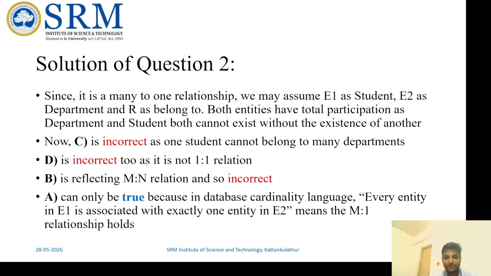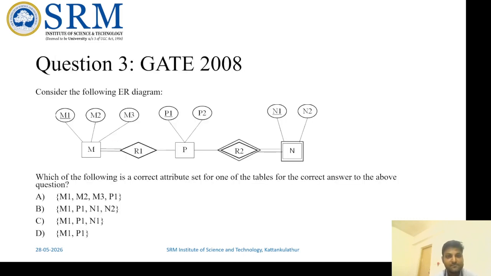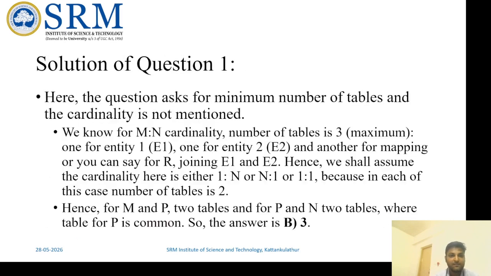Okay. Now we can go to the next question. Question number 3, as per my slide, and it came in GATE 2008. If you see question number 1, the same diagram is drawn here, and we can say that it is a conjugate question. That means question number 1 is given in 2008. We go to question number 1, the 2008 question.